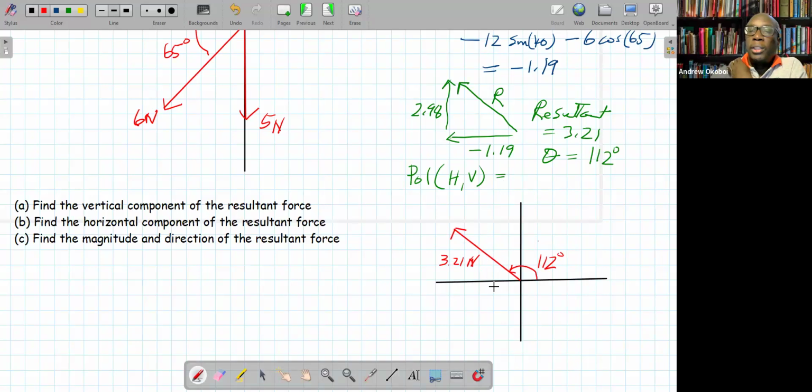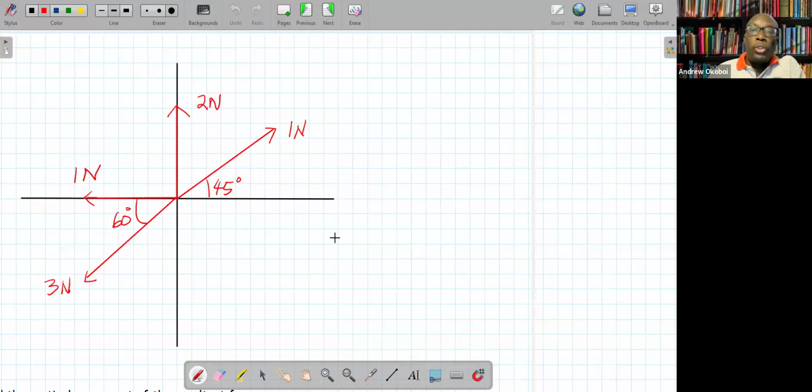And you can see that that's the reason, because here we had minus 1.19, and then we went up 2.98, and that was our result as the hypotenuse. And basically that's what we're doing with more than one force. So I'm going to get you to do this one, and then I will show you.